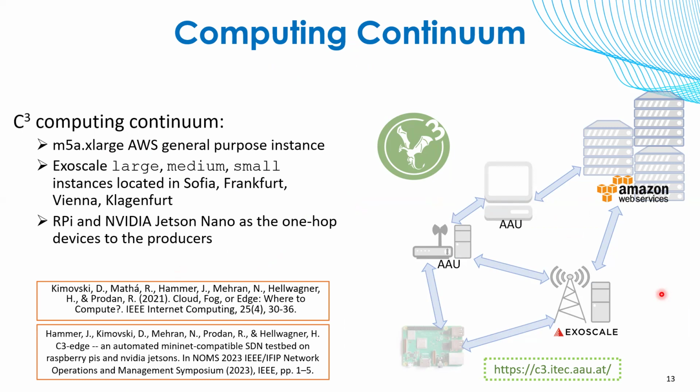Here we call it the Corinthian Computing Continuum, or C3, as you can also observe with the logo, which is showing the dragon. It encompasses the AWS instances or the Exoscale instances located in different locations, such as Sofia in Bulgaria, Frankfurt in Germany, and Vienna and Klagenfurt in Austria. Also, they are interconnected to some single board computers such as Pi and NVIDIA Jetson Nano devices. For further information, I would like to draw your attention to the general information presented in this paper, and later on to the C3-Hub paper, which presents how to create an automated Mininet-compatible testbed over the Pi and Nano devices.